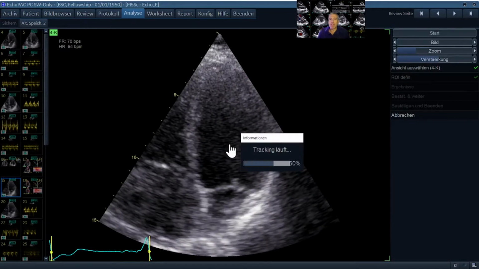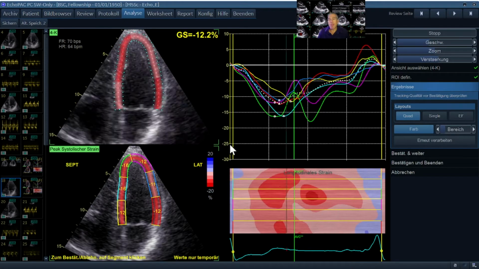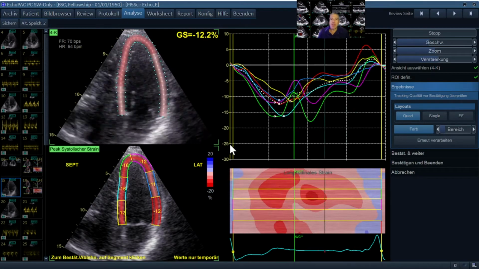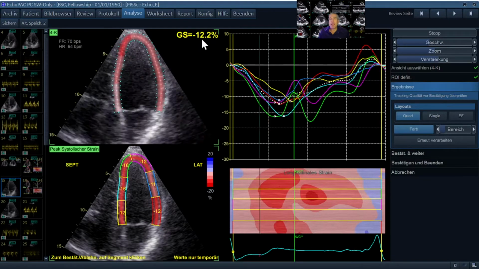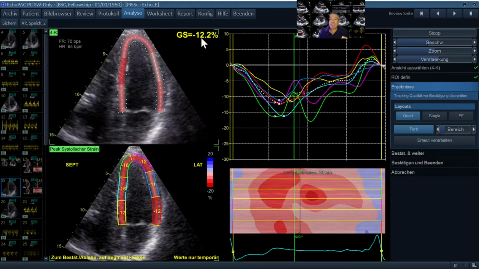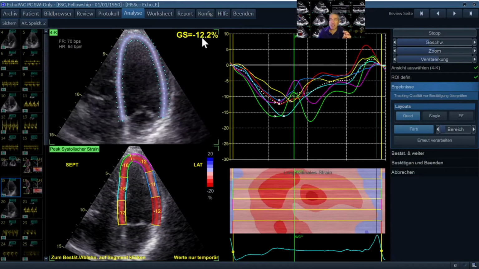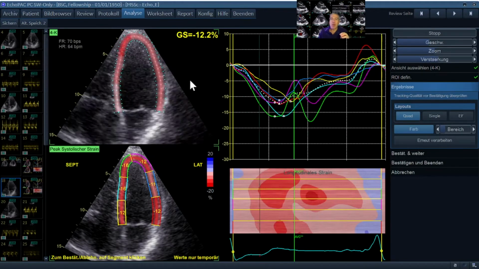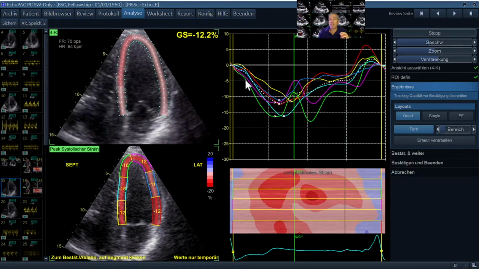Now it's tracking. And well, this is the result. The absolute value for global strain is a little bit lower, so worse, less negative. But that is not actually what I look at. What I look at are the curves, really the dyssynchrony.